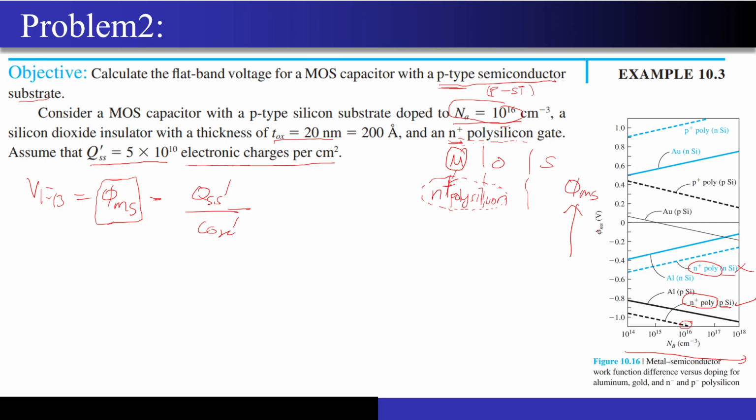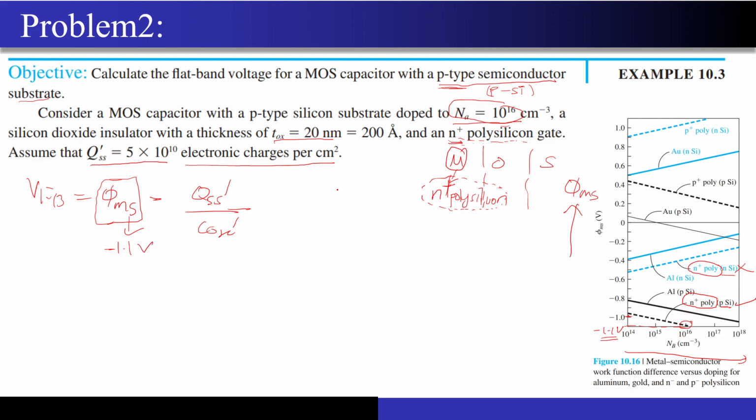What is the value of phi ms? If you look over here, this was the value of -1. This is the value of -1. If you extrapolate a little bit, you will find that this is nothing but -1.1 volt. So now we found the value of phi ms from this diagram, and it came out to be around -1.1 volt.